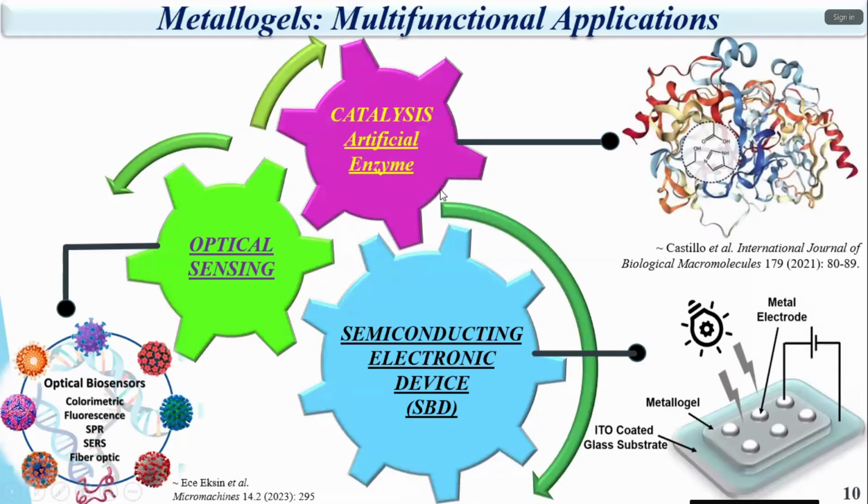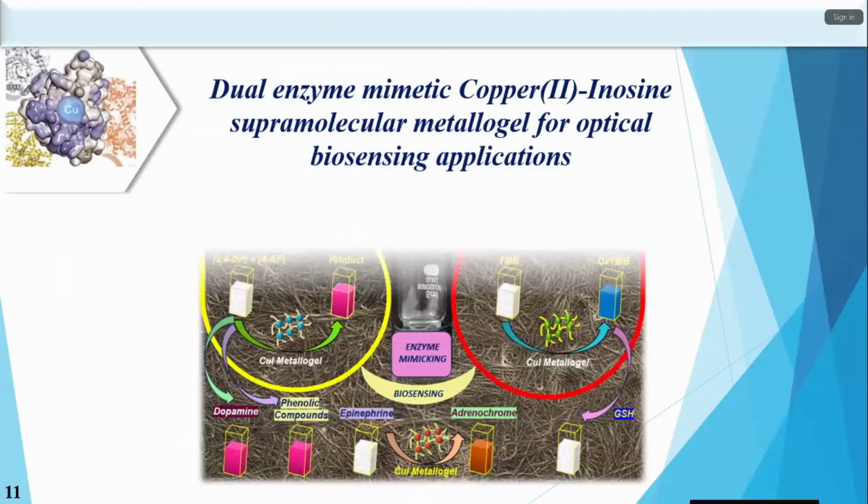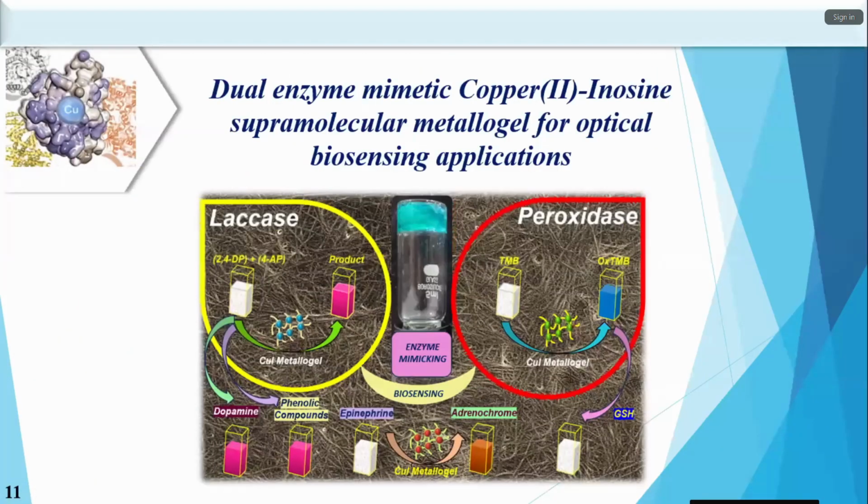So I would like to show some work we have done in our laboratory. This is a copper inosine supramolecular metal gel. We use copper as the metal and the inosine biomolecule, a nucleotide, as the ligand for the formation of supramolecular metal gels for further optical biosensing applications.